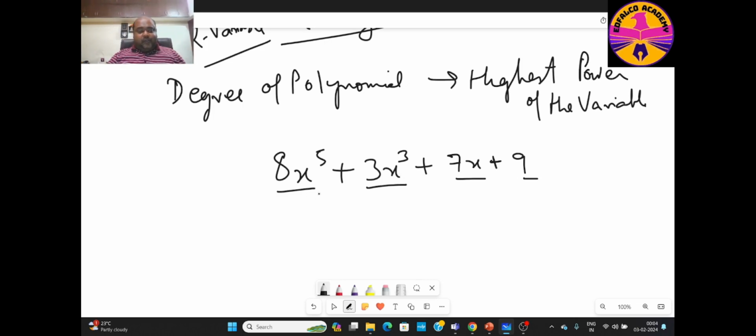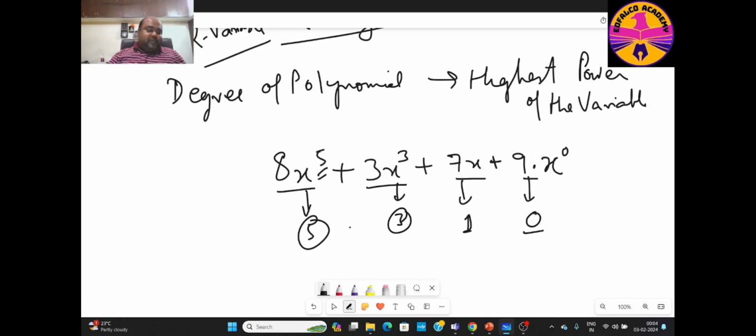Now, what is the degree of this polynomial? The highest power of x, if you count here, the power of x here is 5, right? Here the power is 3. Here the power is 1. And what is the power of x here? It is 0 because we just talked about that 9 can be written as 9x to the power 0, right? In just the previous few minutes back, we were discussing this. So the power is 0.